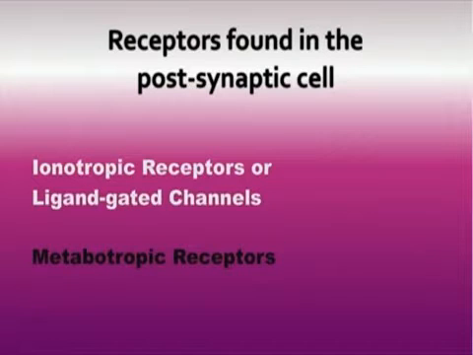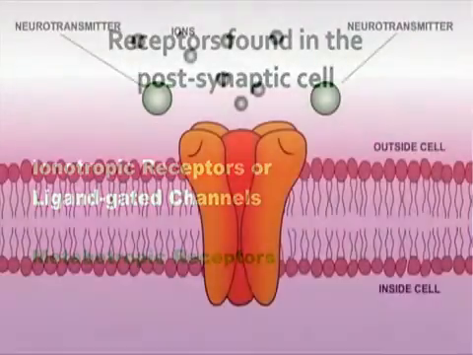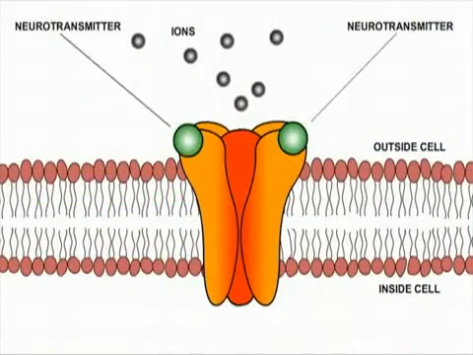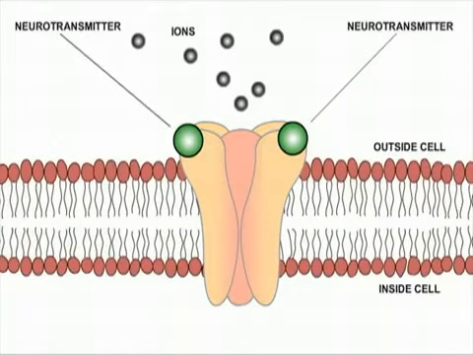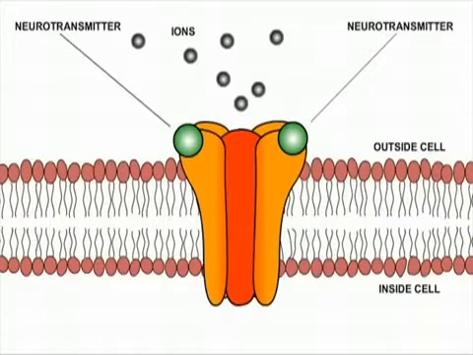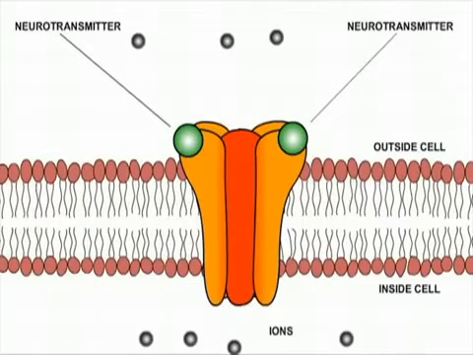There are two types of receptors which are found in the postsynaptic cell. The first type is ionotropic receptors or ligand-gated ion channels. These are rapid protein channels that open or close in response to the binding of a chemical signal. Therefore, they allow the passage or non-passage of an ion via a single receptor and effector.